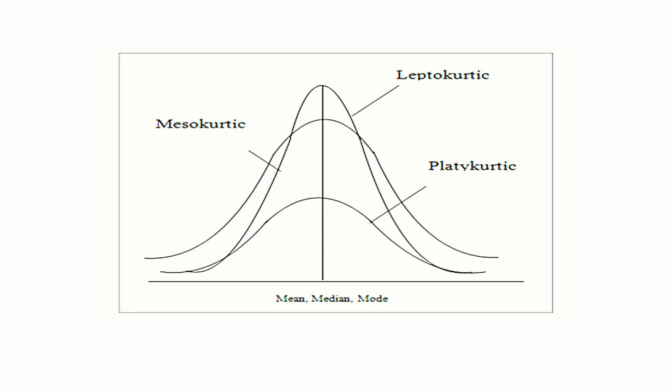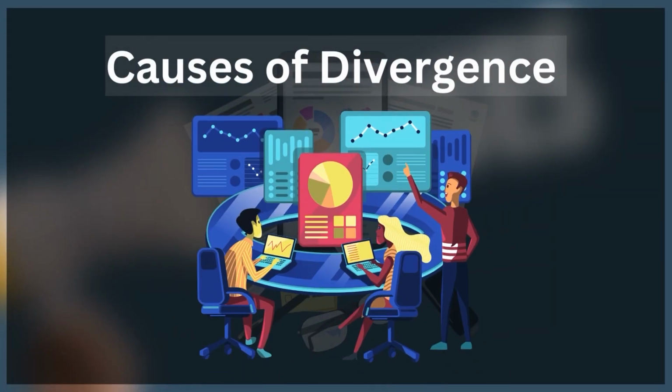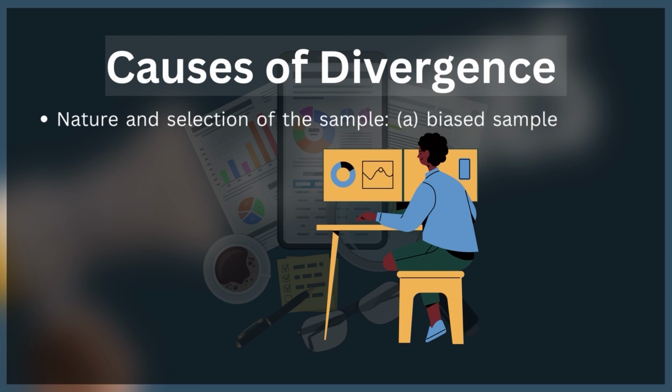Now, if we talk about the divergence from normality, we talked about skewness, we talked about kurtosis. We should now try to understand, if there is data which might be under normal distribution, then what can be the cause of divergence from normality? What are the causes of the divergence from the normal curve? Now, it depends upon the nature and the selection of the sample. Many a times there is a divergence from the normal distribution curve only on the basis of the nature and selection of the sample.